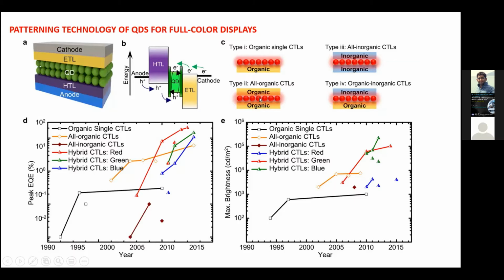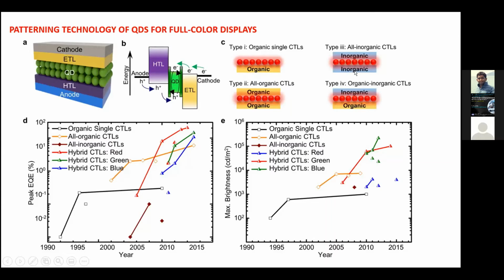So for making the device, you can use, like here, organic material for the hole transport layer and electron transport layer. So it's an inorganic-organic type of structure, and some use only one organic layer, so you don't use the electron transport layer. You just use a cathode, so it can transfer electrons to the quantum dots.